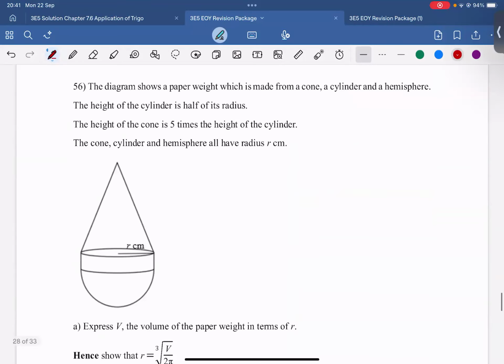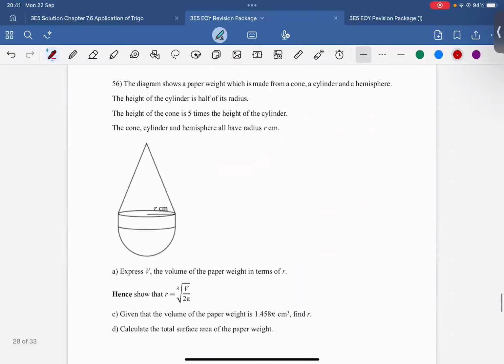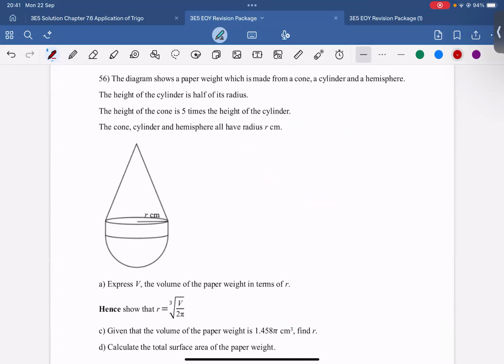Now, a combined figure. This is what we call a composite figure. The diagram shows a paperweight with a cone, cylinder, and hemisphere. The height of the cylinder is half the radius. The height of the cone is 5 times the height of the cylinder. So let's slowly do it. The height of the cylinder is half the radius.